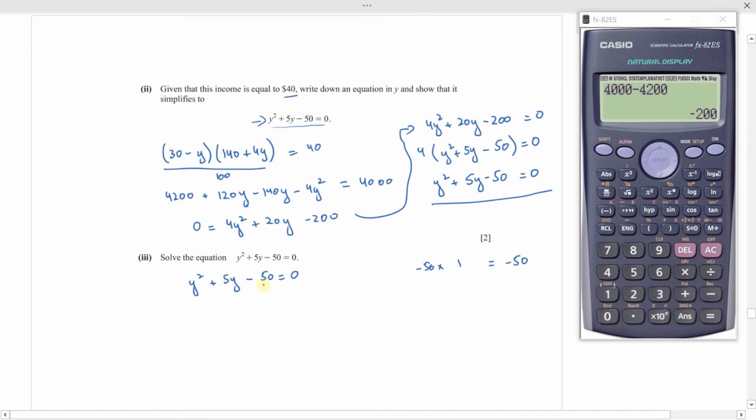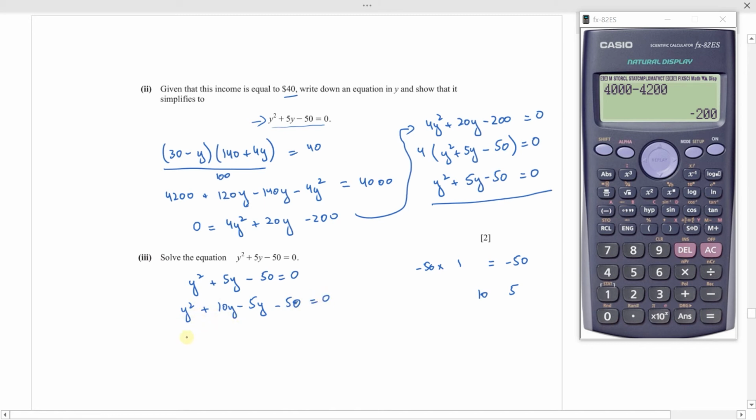And if I multiply them, I should get minus 50. So 10 and minus 5. If I subtract them, 10 minus 5, or you can say 10 and 5: 10 times 5 is 50, and if I subtract them, 10 minus 5 is plus 5y. So 10 and 5 are the two factors that I'll need. So plus 10y minus 5y minus 50 equals 0.